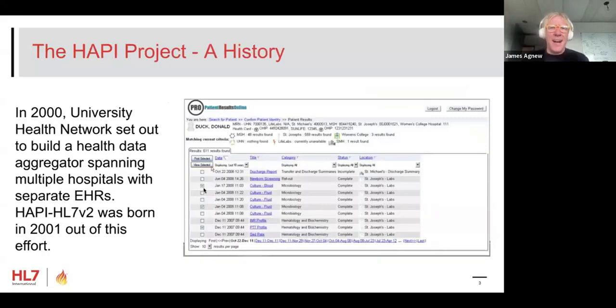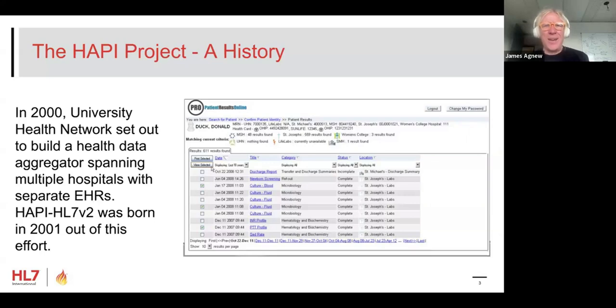So there we go. I want to start a little bit by talking about a history of the HAPI project. I think a lot of people are not aware of how old it is and where this project comes from. To me, it's actually kind of an interesting story, and I won't take too long with it, but I think it's kind of a fun story to tell.